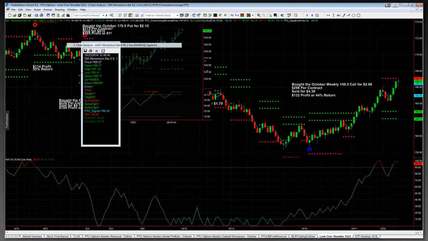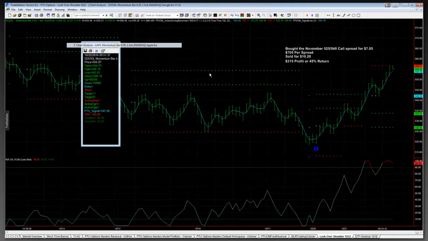We also gave you access to Google as part of the free system. We had a full winning trade here. We talked about taking this long setup with a call spread. So we put on the 525, 540 call spread, $705 per spread. Gave us control of 100 shares of a $500 stock. That's that great leverage. All right, so we hit full target, booked a $315 profit or a 45% return. Okay, really, really nice trade.